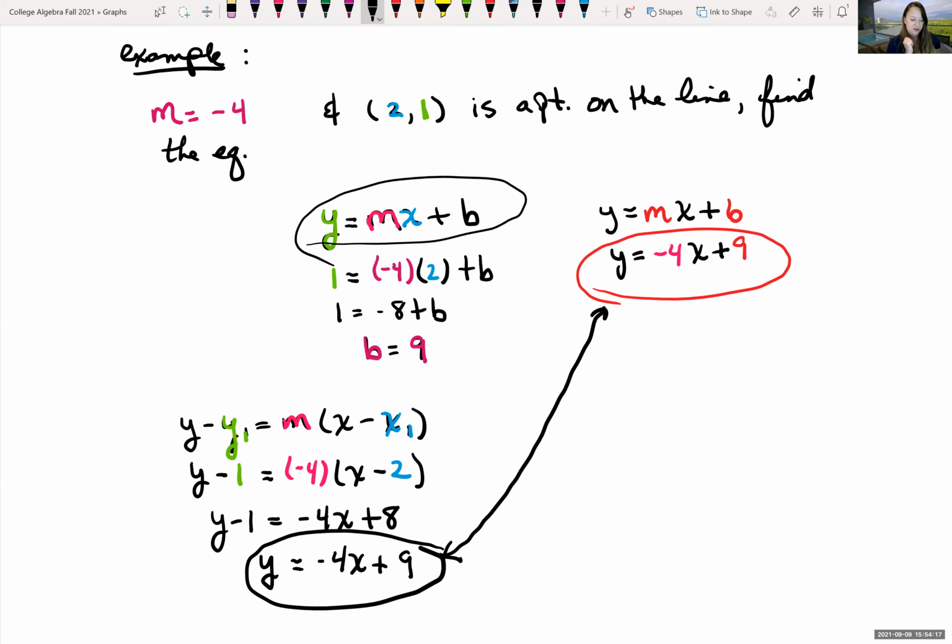Let's go one step further. Let's say that the homework said they wanted this answer in standard form. This isn't quite in standard form. So remember, standard form, we have both the x term and the y term on one side equals the constant. So we can quickly put this in standard form by adding 4x to both sides. So we would have had 4x plus y equals 9.